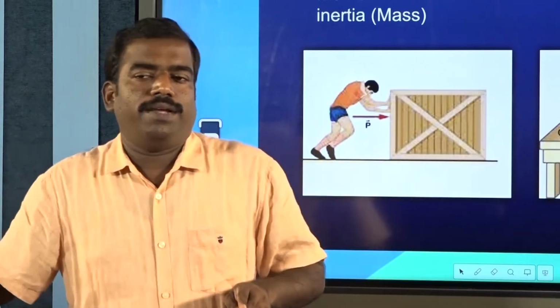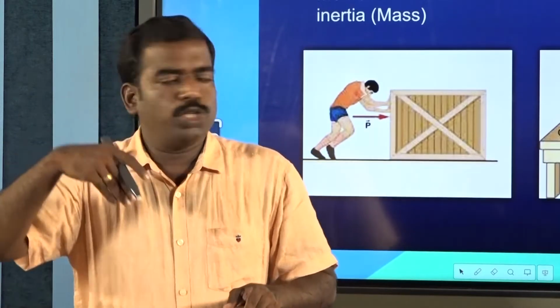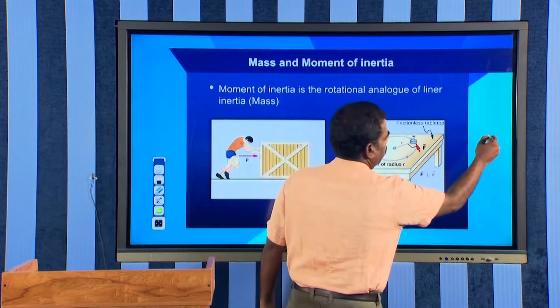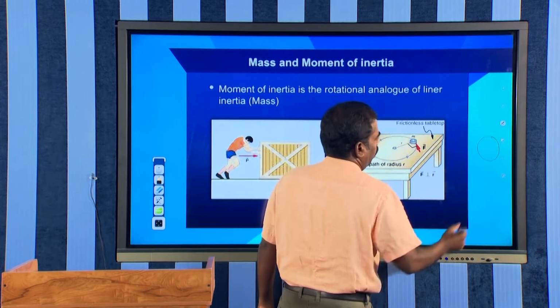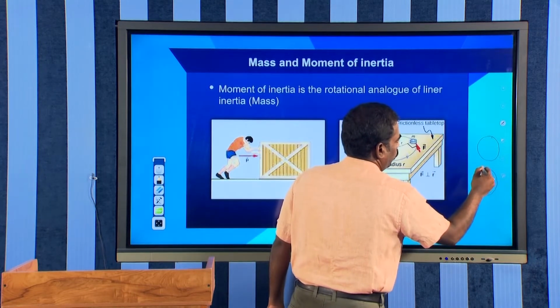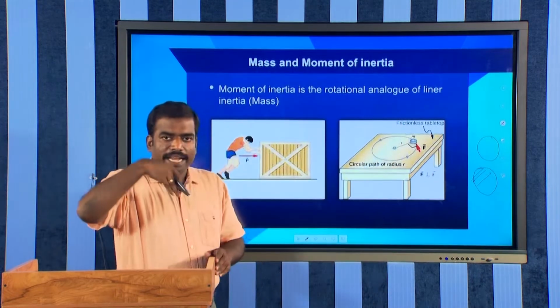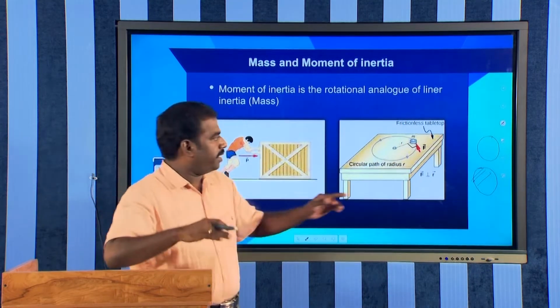We can consider a real-life example. Suppose you have a ring, and also you have a disc. Do you know the difference between this ring and disc? In the ring, the mass is only concentrated at its rim.